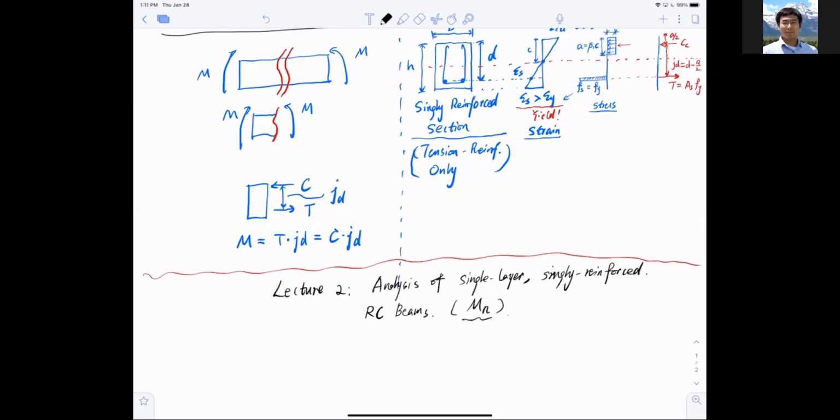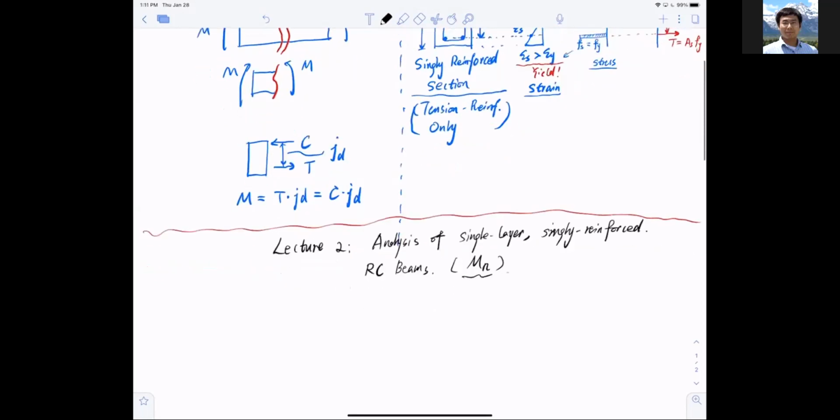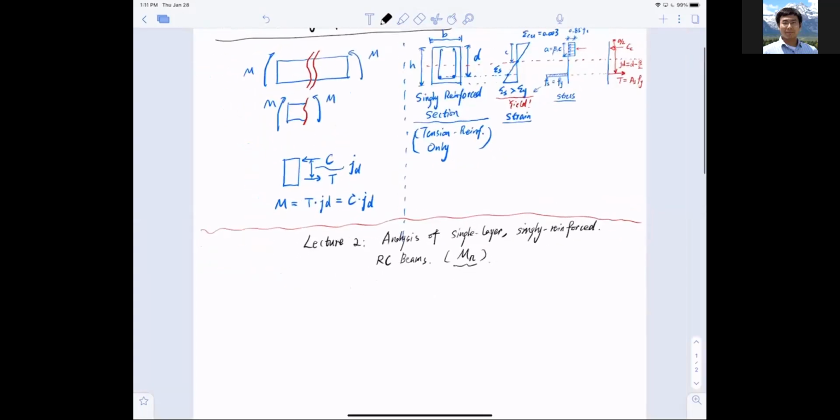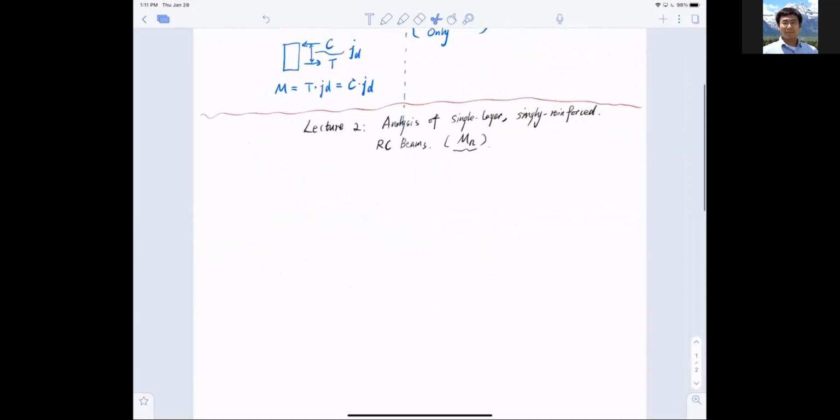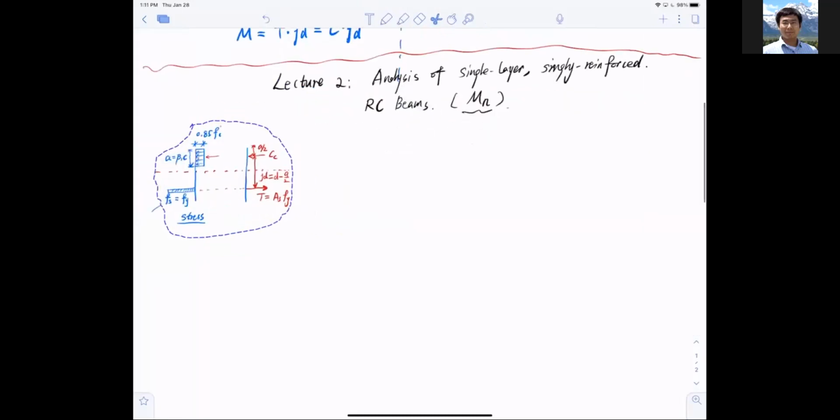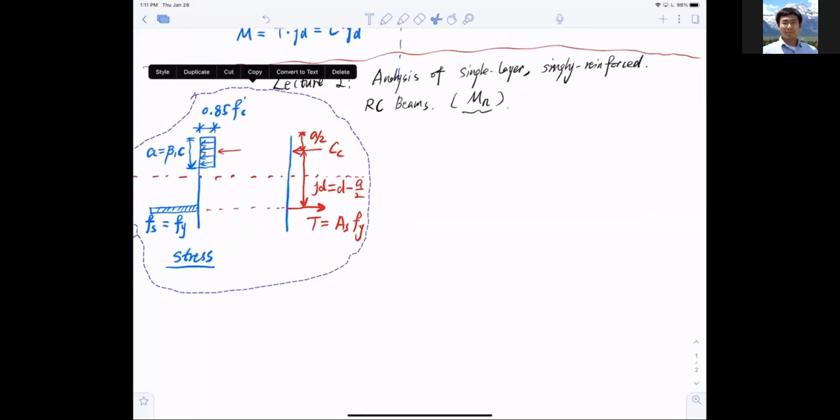Need to calculate Mn, moment capacity. That's what we're going to do today. So now we have the stress distribution. I want you to pay attention to this one here. I'm just going to copy this block. You can either do the same, or if you have trouble doing that, don't worry about it. I'm just going to put it as a reference. I'm not going to use it a lot. It's just so you can see it.